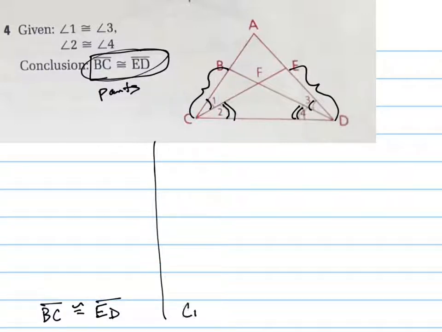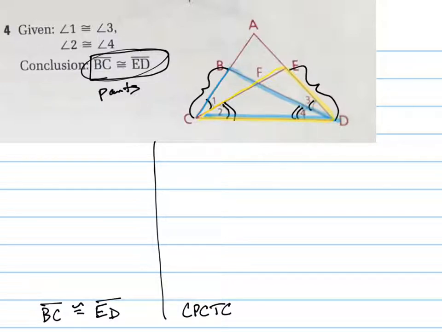It's going to be CPCTC. Corresponding parts of congruent triangles are congruent. And so the one right before it is going to probably be that this triangle right here is congruent to this triangle right here. And so that's where I'm going, and that's what I want to get to, so I'm going to come up with a strategy to do that.